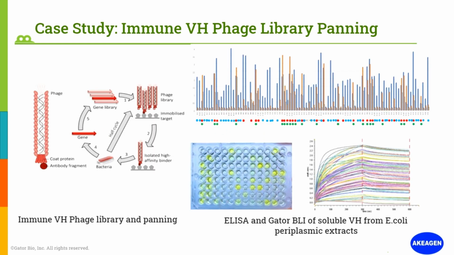So once we have the library, we do the standard phage display panning. There are two ways. Either we can coat the ELISA plate with the antigen, and that's a solid panning. Or we can also use magnetic beads: we coat the magnetic beads with the antigen, and use the beads to do the panning for positive binders of the phage that express the VH on the surface.